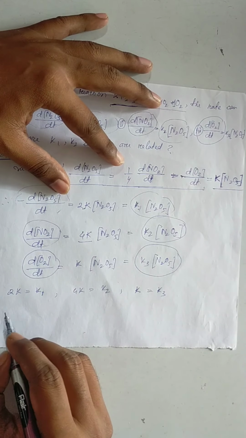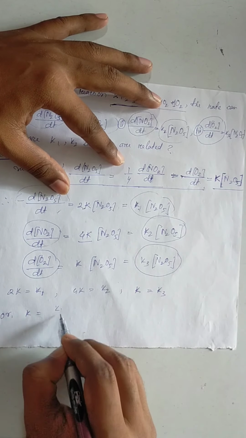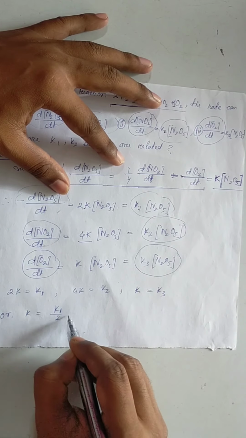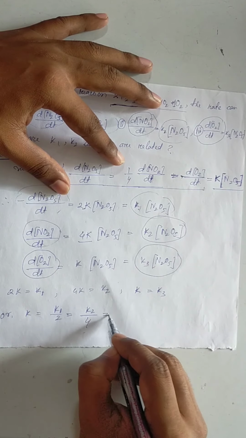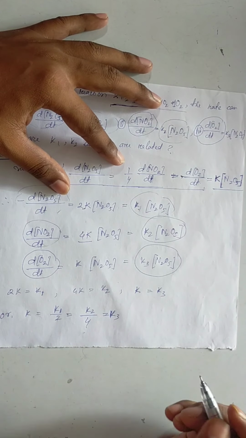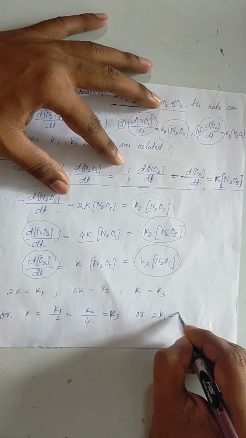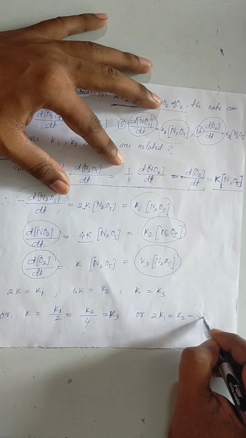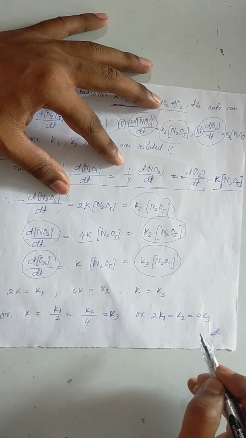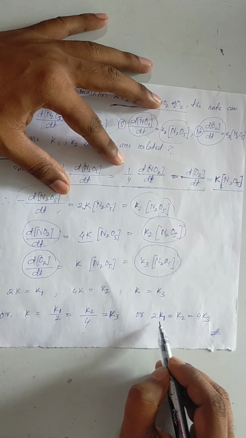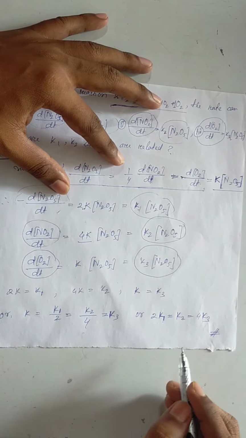We can write K = K1/2 = K2/4 = K3, or twice K1 is equal to K2, which is equal to 4K3. So this is the solution. K1, K2, K3 are related to each other like this.